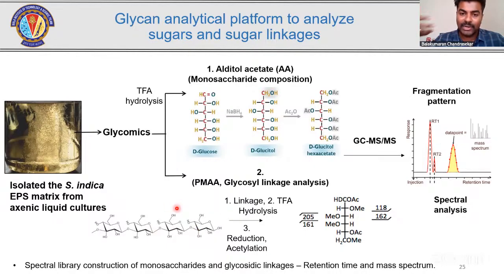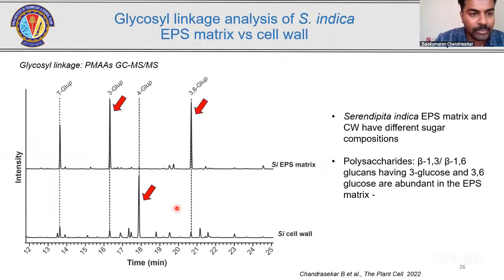By having this idea, now you can postulate a hypothesis. If it is a 3-linked glucose, it has to be a beta 1,3 glucan. So this can allow you to make a hypothesis to know what polysaccharides are present in your sample of interest. So with this approach, we took the cell wall of Serendipita indica and also took the cell wall EPS from Serendipita indica, and performed the glycome analysis.